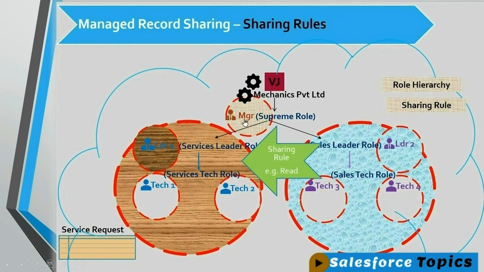Finally, we will have to verify for MGR what all the records are that he will be able to access and what access he will have on those records. By default, as he is at the supreme role, he would be getting the complete access of the records that were created by LDR2 and Tech3 and Tech4. So these records' read access is again given to the LDR1, Tech1 and Tech2. He has already got the complete access on those records, so this read access won't flow in the hierarchy.